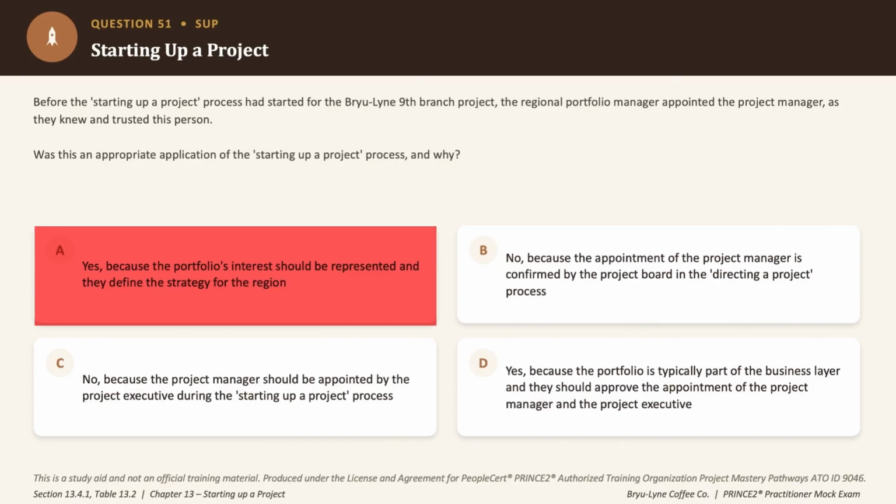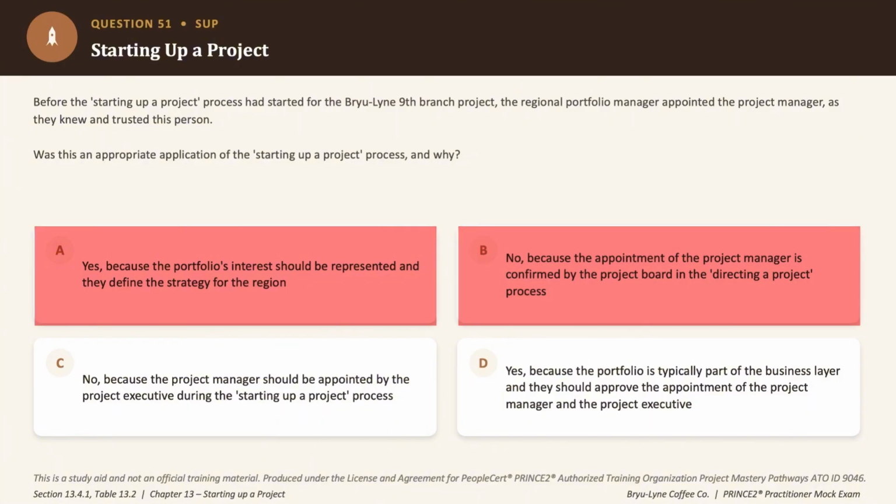So eliminated. Option B says no, but for the wrong reason, right? Claiming the project board confirms this in the directing a project process when actually the appointment happens earlier, which is in the starting up a project process, where it may be a scenario that the project board does not have the senior supplier and the senior user and only has the project executive. So typically the project board may not exist in its full form, and the project board might even mean only the project executive in the starting up a project process. That makes answer choice B an incorrect answer choice.